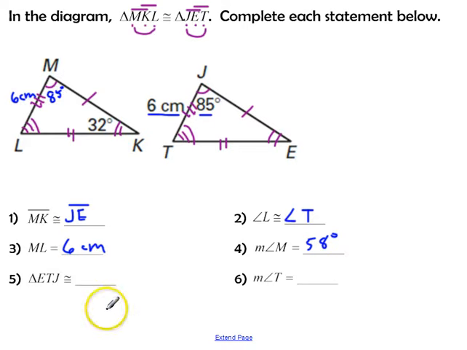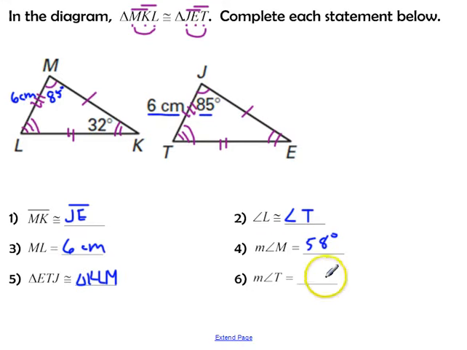So then, number 5, this just mixes up our triangle congruence. It says triangle ETJ. So we can go back to this one, or we can look at our picture. The order ETJ, if you look at the arc markings, we went 2, 3, 1. So you want to follow that same order, 2, 3, 1. So we go KLM. So we're going to put triangle KLM.